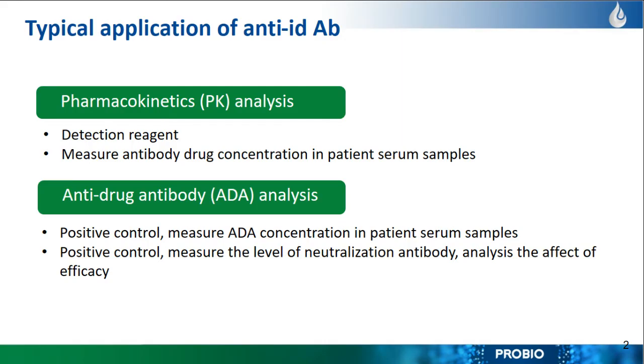The typical application for anti-id antibodies is PK and ADA study. So what is PK and ADA? To put it in simple words, PK is to measure the antibody drug levels in testing samples, while ADA is to measure the anti-drug antibody and the neutralization antibody in testing samples.